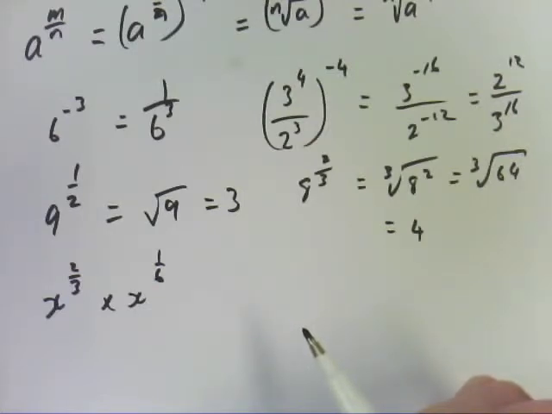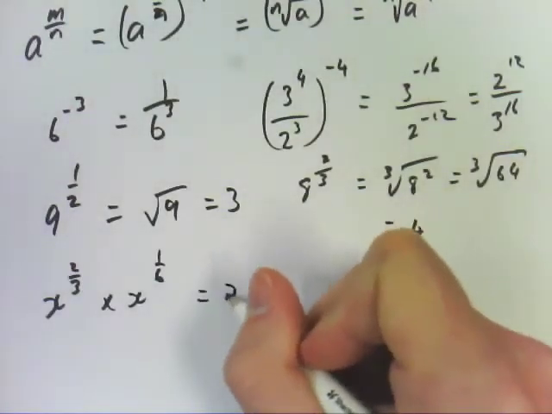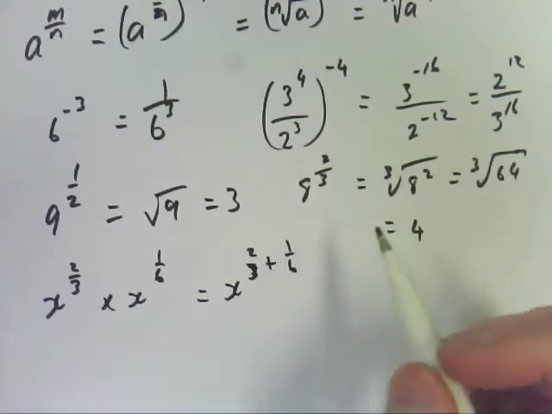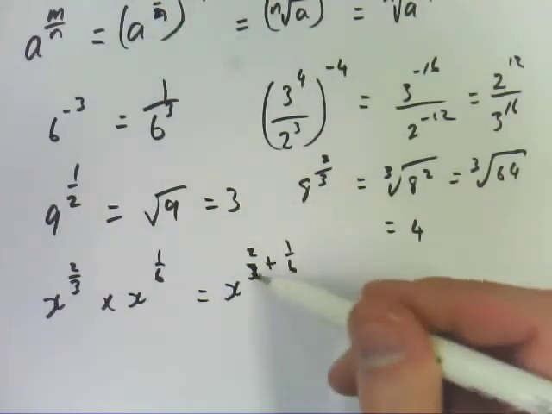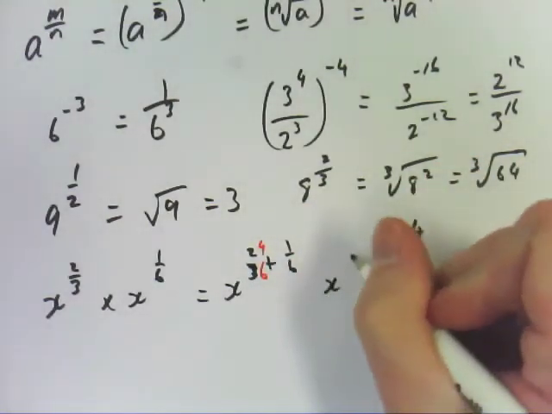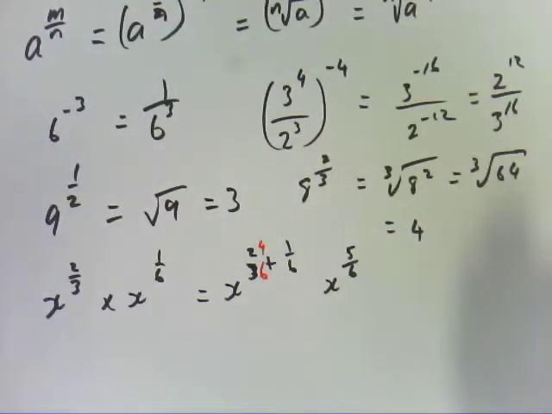X to the 2/3 times x to the 1/6. What are you going to do? I wouldn't do that. I would do something else first. We need a positive index. We're simplifying to get a positive index. We're not even going to the root stage. So you're going to add the indices together. X to the 2/3 plus 1/6. Now, we can't add fractions with different denominators, so we've got to change this to 4 on 6. So it's x to the 5/6. That's as far as you need to go.